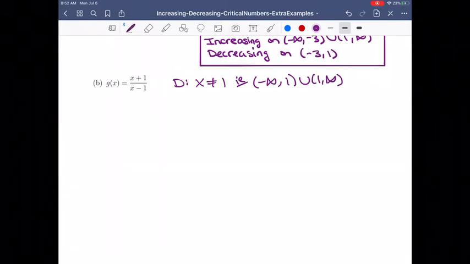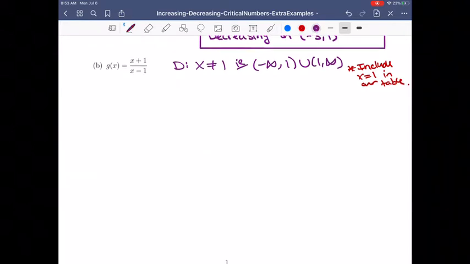So we want to remember to include x equals 1 in our number line. I'm going to write it in our table. Okay, so now we want to find the critical numbers. So we want to take the derivative, so g prime of x.